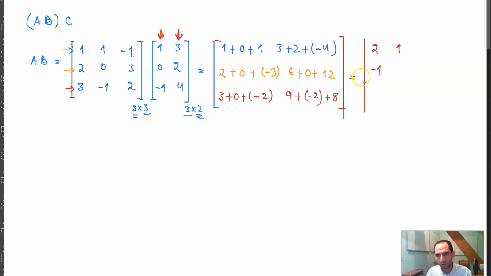6 plus 12 is equal to 18. 3 minus 2 is equal to 1. 8 plus 9 is equal to 17 minus 2 is equal to 15. And that is your matrix, which is A times B. This is AB.